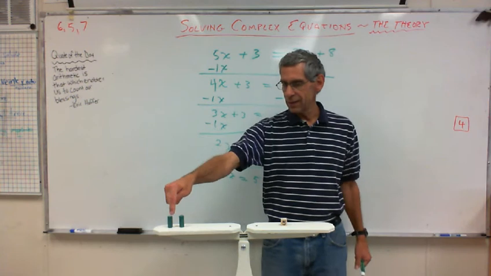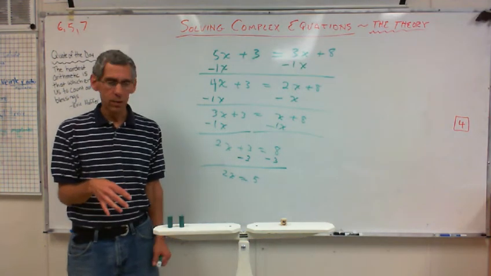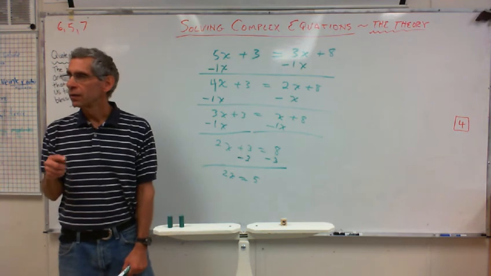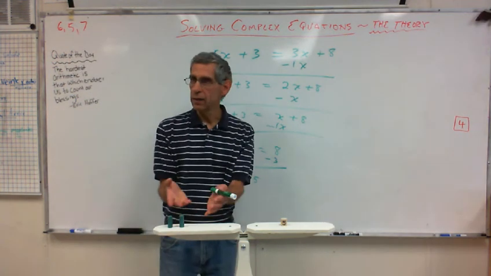So what do my x's have to equal for them to equal 5? Victoria: Each x equals 2.5. Right. It's half of 5. Half of 5 would be that, right?